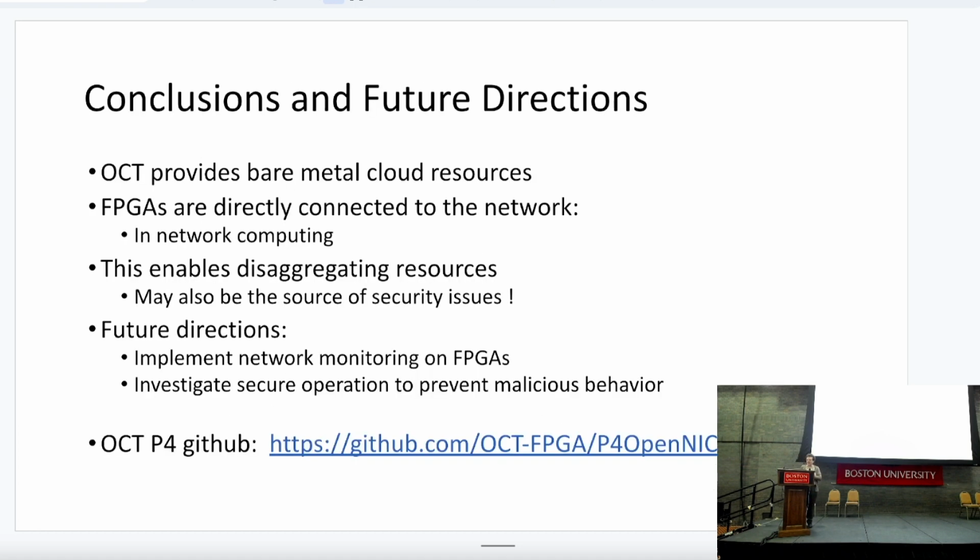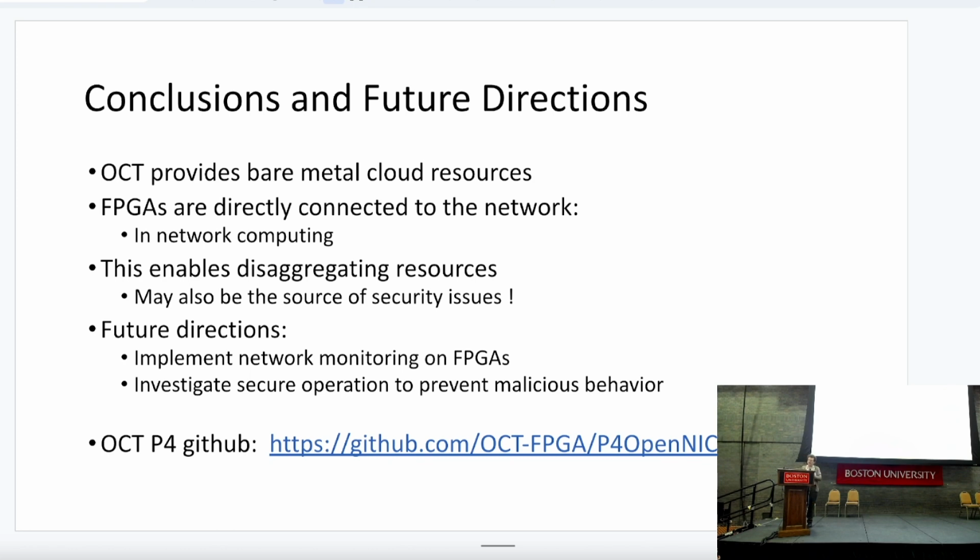Anyway, to wrap up, I have all these nice resources through the Open Cloud Testbed, and we are providing FPGAs directly connected to the network, which enables disaggregating resources, which can be both the source of my problem and also the solution. So we're looking at implementing what I talked about, network monitoring and secure operations to prevent malicious behavior on OCT. So that's the proposed research.